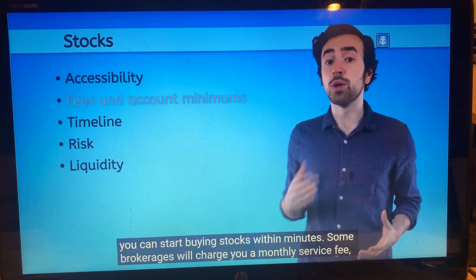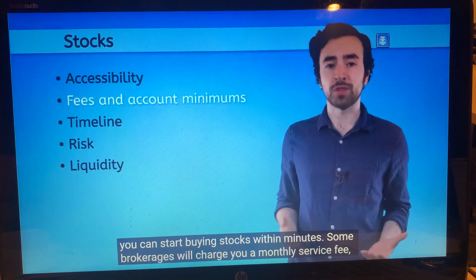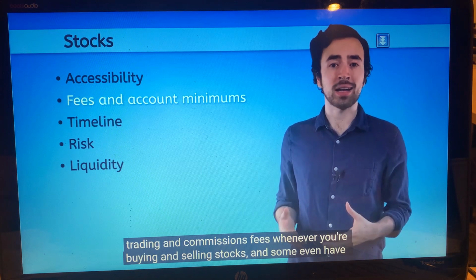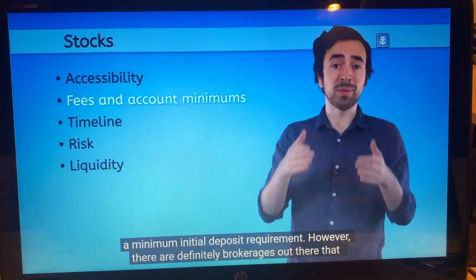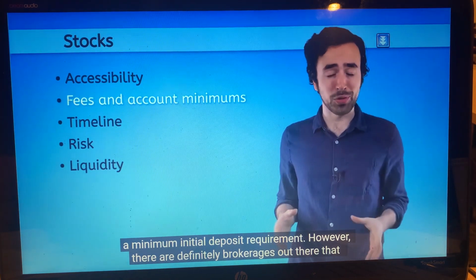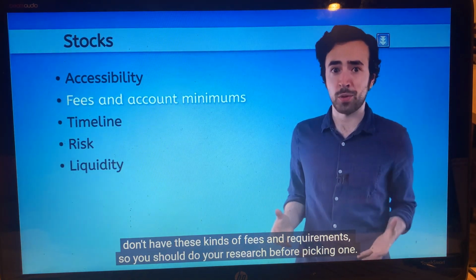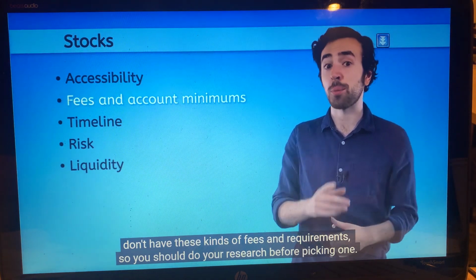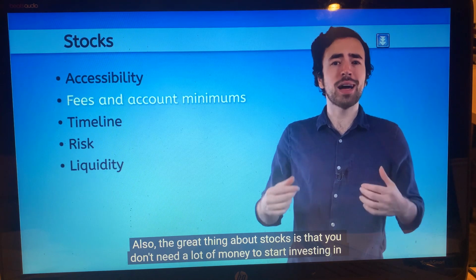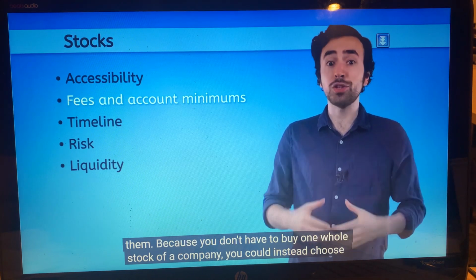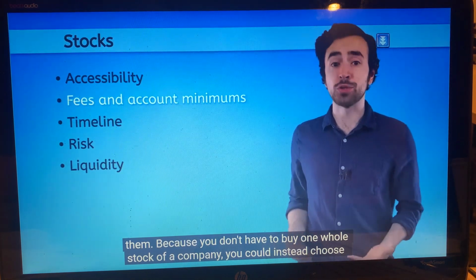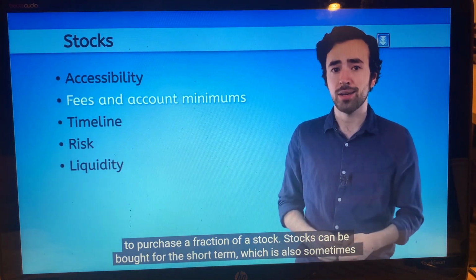Some brokerages will charge you a monthly service fee, trading and commissions fees whenever you're buying and selling stocks, and some even have a minimum initial deposit requirement. However, there are definitely brokerages out there that don't have these kinds of fees and requirements, so you should do your research before picking one. Also, the great thing about stocks is that you don't need a lot of money to start investing in them because you don't have to buy one whole stock of a company. You could instead choose to purchase a fraction of a stock.